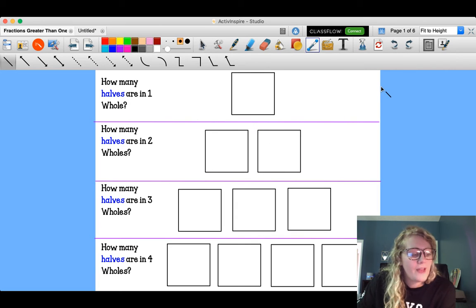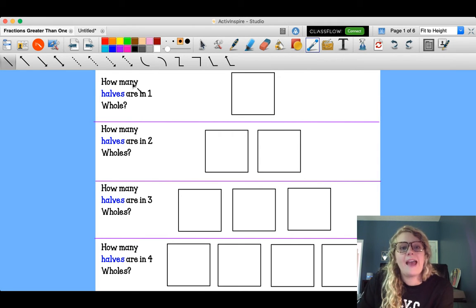So the question was asking how many halves, thirds, fourths, sixths, and eighths are in one whole, two wholes, three wholes, and four wholes. So you can use your fraction tiles that you cut up on Monday. You can use a number line. You can draw number lines like we did in the visual learning, or you can do area models, which is what I am actually going to be doing right now.